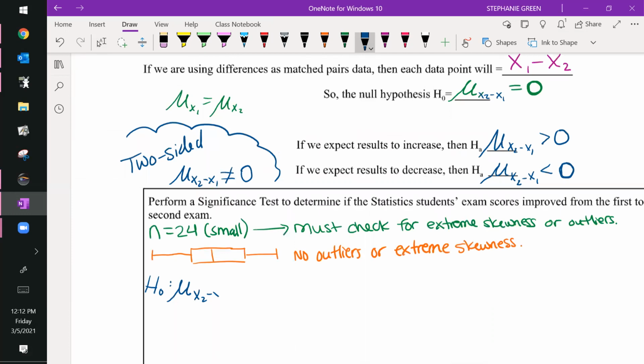And of course, our null hypothesis in a matched pairs situation is always that that difference is 0. It will never be anything different. Okay, but I need to put that in context. So in context, we will say there is no difference. Or actually, I can say this even easier. The exam scores did not improve.